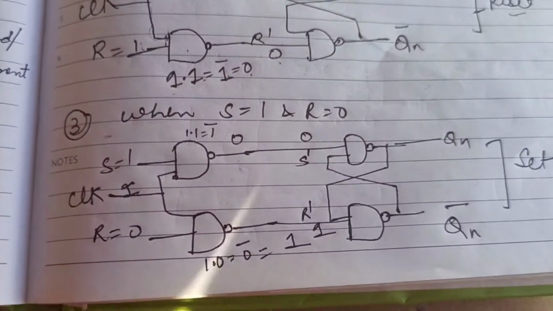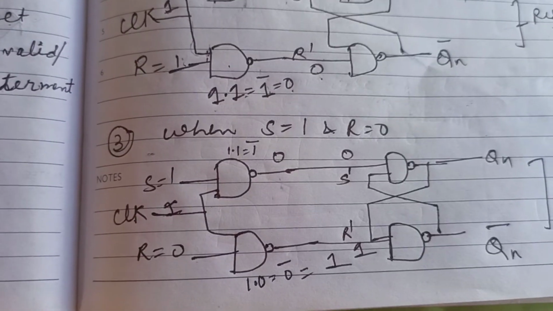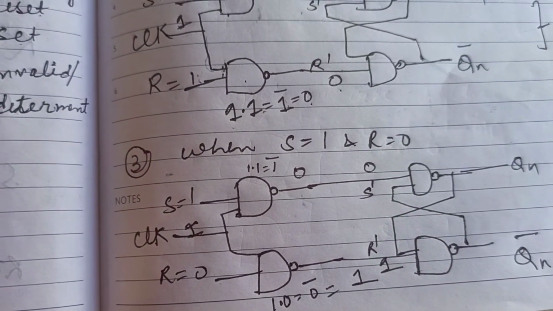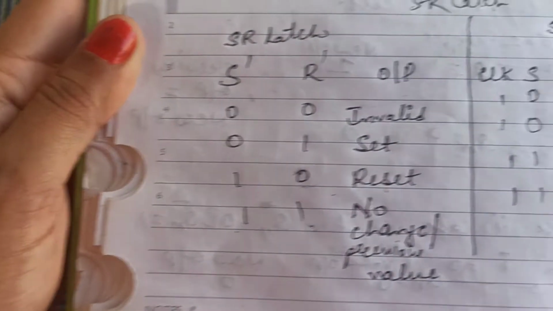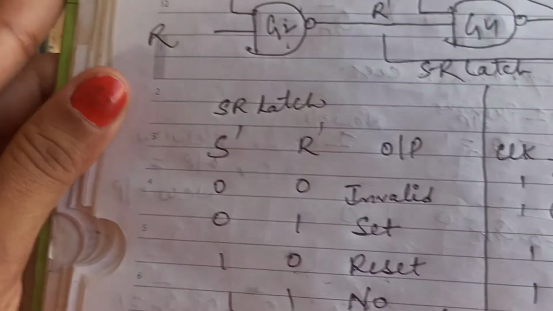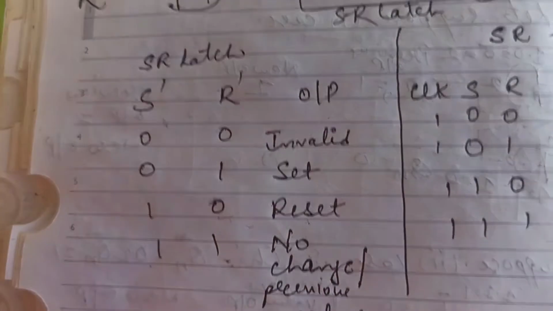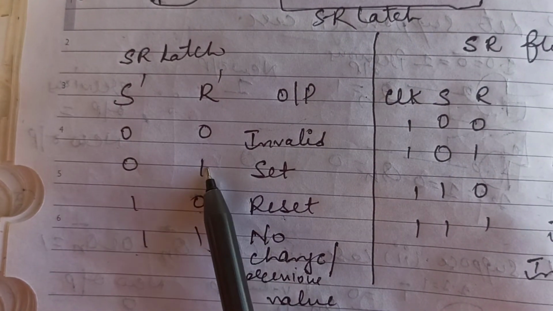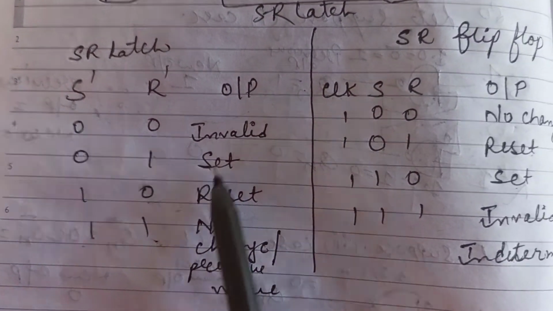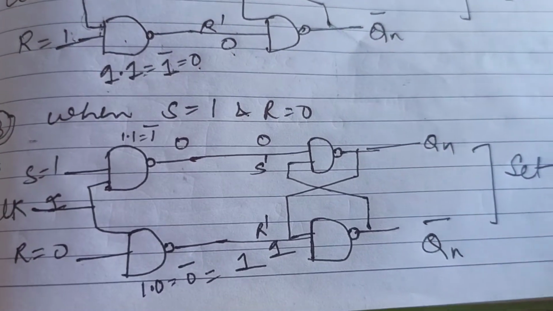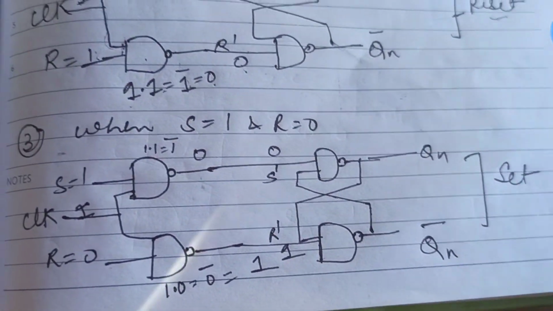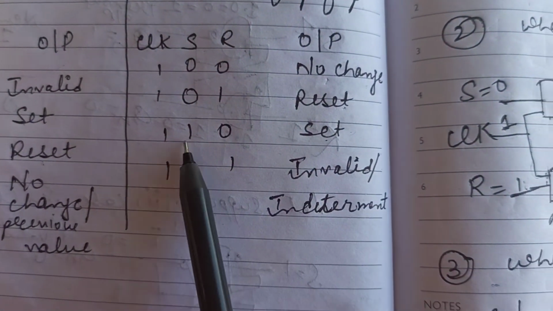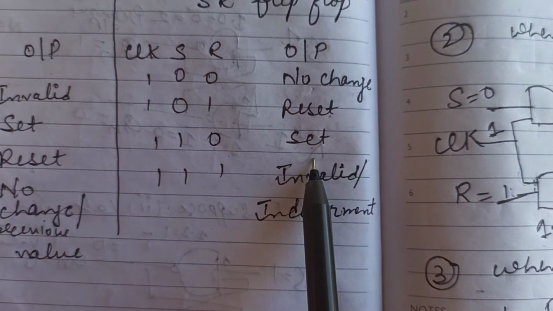So by using the table of the S dash R dash latch, we can see what the output is. S dash is 0 and R dash equals 1. Here S dash is 0 and R dash equals 1, the output is set. So in this case, the output will become set. This is your third case. When S equals 1 and R equals 0, the output is set.